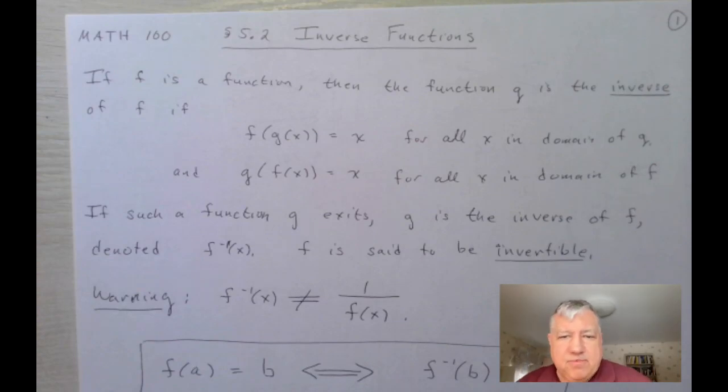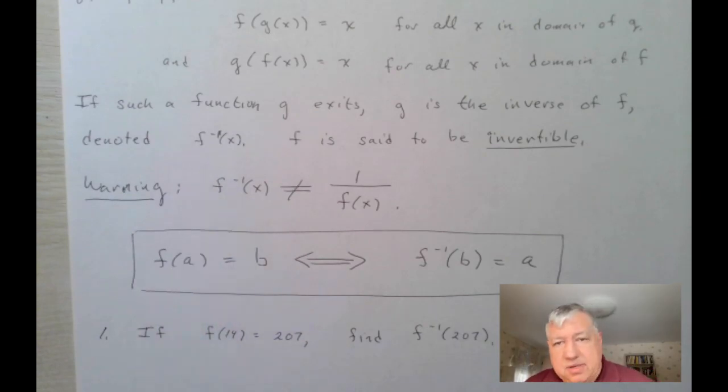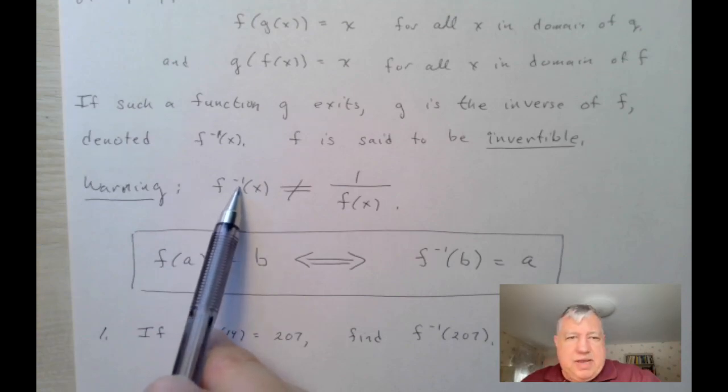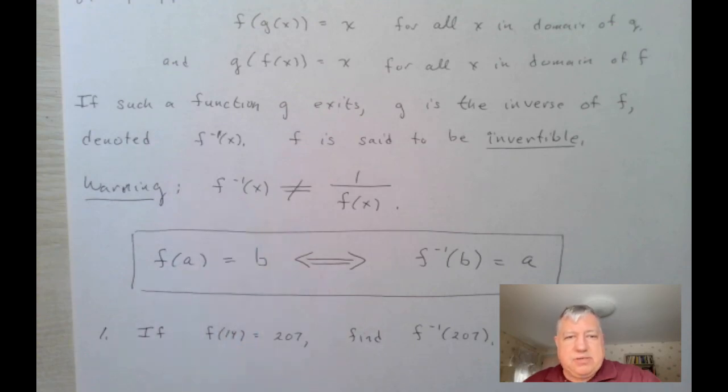Some functions have inverses, some do not. If a function does have an inverse, it's invertible. And we use this notation, f to the minus 1 of x, to mean the inverse of f. This is unfortunate because we were just told how to treat negative exponents: if a is a number, then a to the minus 1 is 1 over a. But that's not the case with functions. This minus 1, we're not really raising anything to the minus 1. We're just saying this is the inverse function of f, and that's all it is. So it's not the reciprocal.